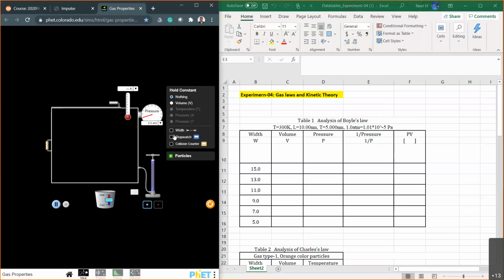And then there are a couple of other options here. We can have a stopwatch, collision counter. We don't need any of those things for the first part. And we can select the particle type. There are 2 particle types, light and heavy. Nothing else can be added here. We can't specify the type of gas or anything. We can just say either it is a lighter atom or the heavy atom. That's all we can say there.